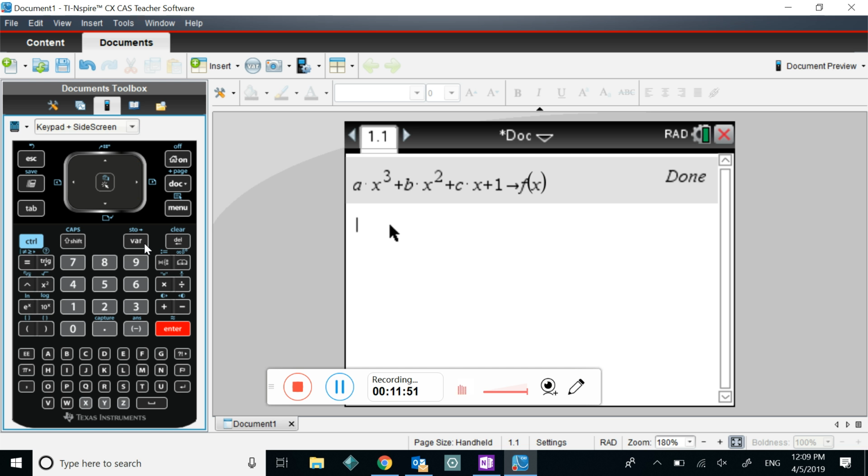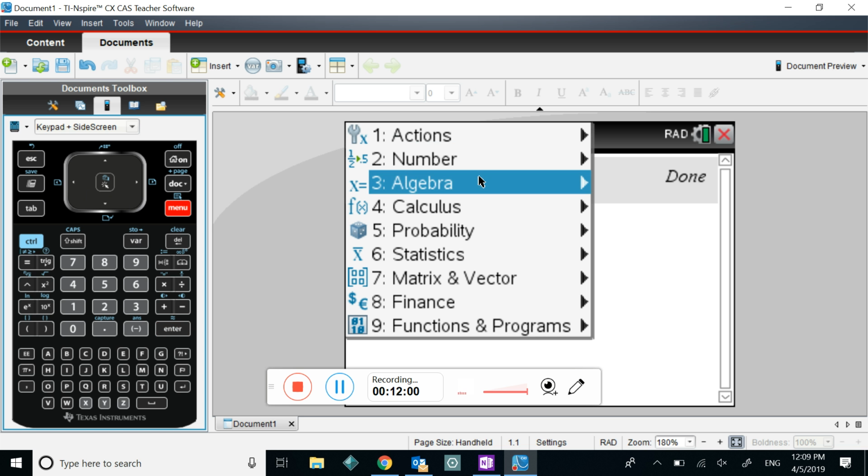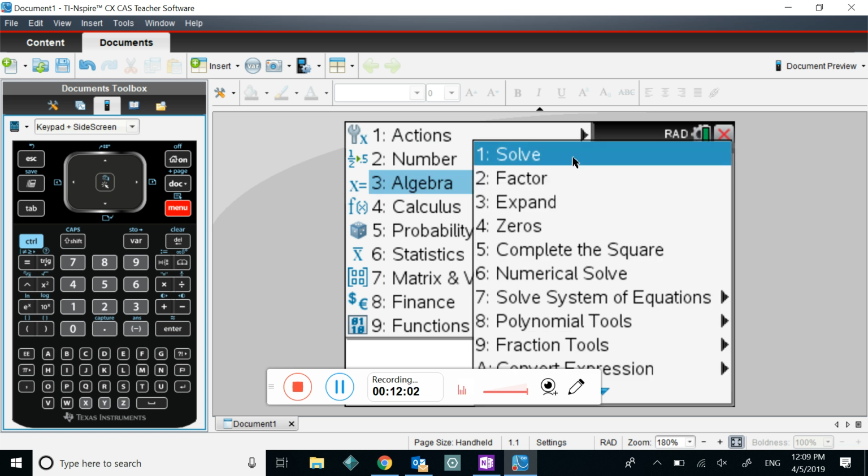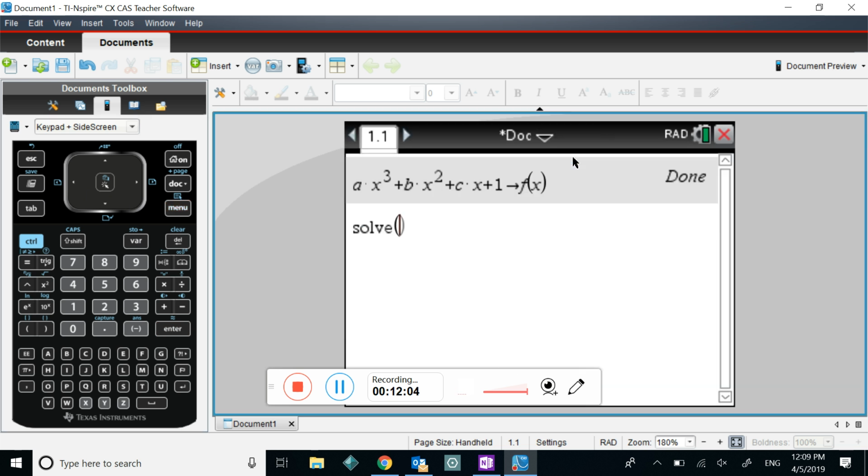And you remember what I want to do? I want to sub values in to find the a, b, c values. That's the purpose of this question. So I'll press menu 3 and 1 to solve. I still want to solve for the a, b, c values, so I'll get the solve function, menu 3, 1.